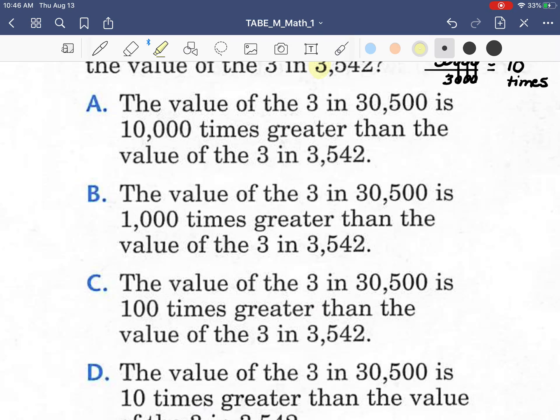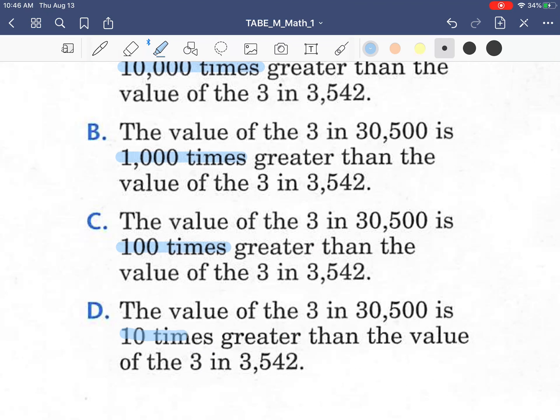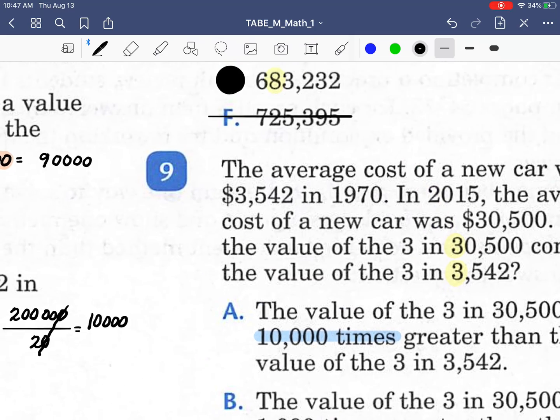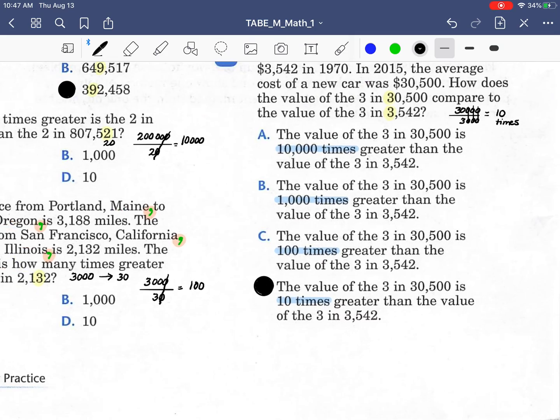So this one has 10,000 times, 1,000 times, 100 times. There's the one we're looking for. There is a 10 times difference in the 2. So D is the answer to problem number 9. I have it so enlarged I can't see all that.